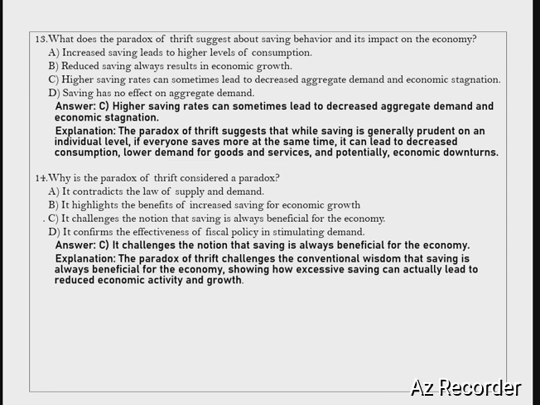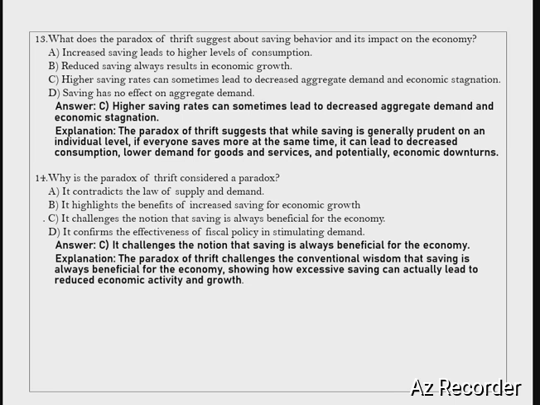Its explanation is the paradox of thrift suggests that while saving is generally prudent on an individual level, if everyone saves more at the same time, it can lead to decreased consumption, lower demand for goods and services, and potentially economic downturns.